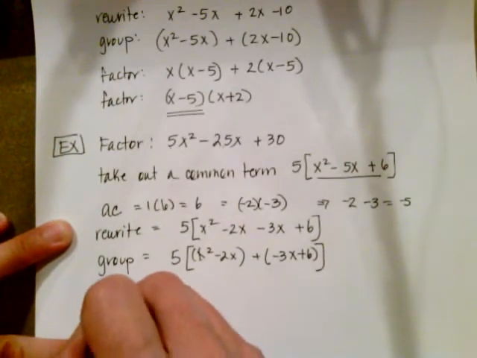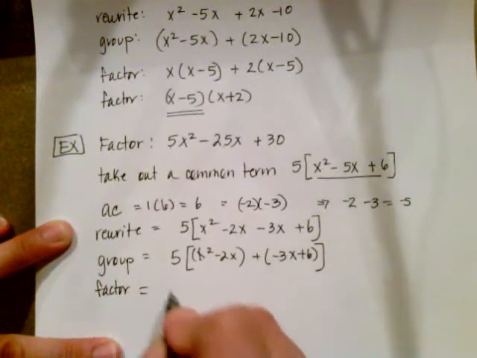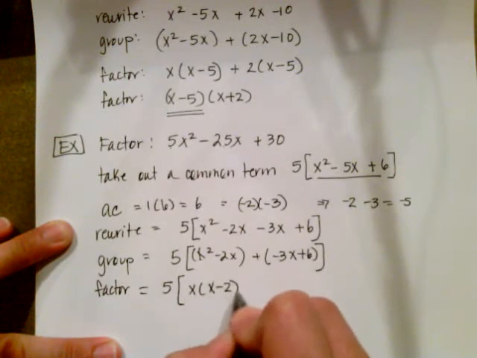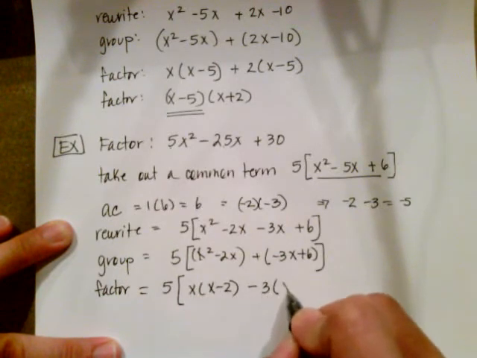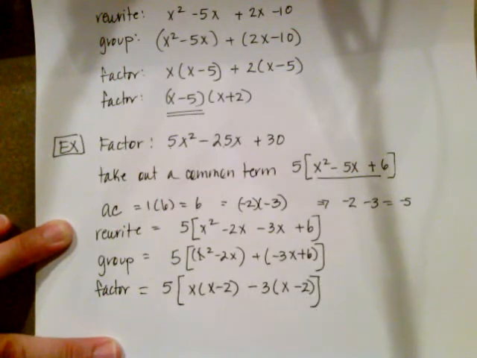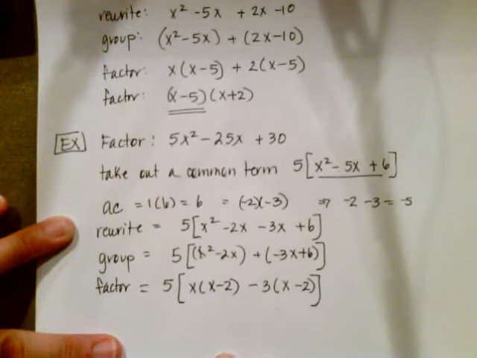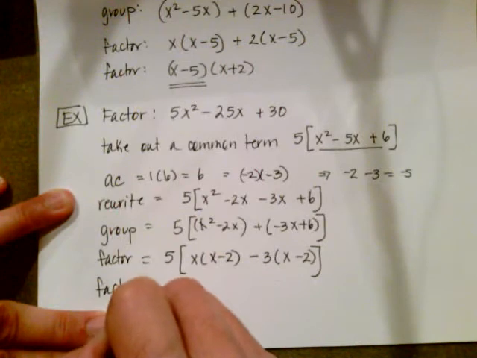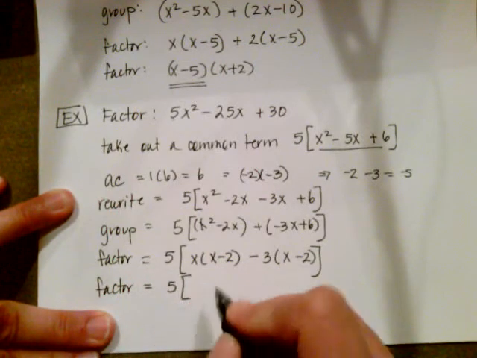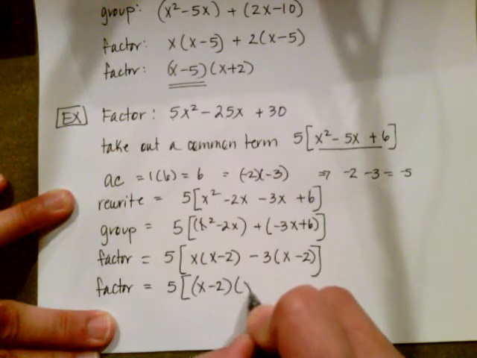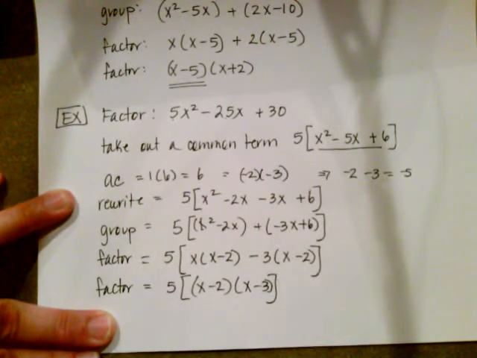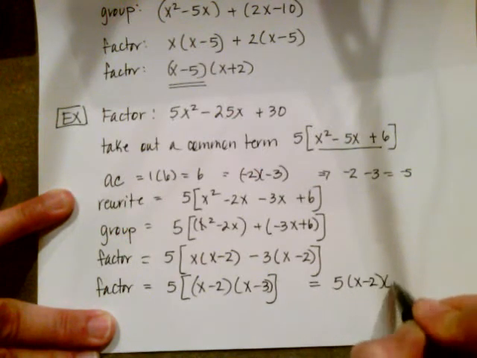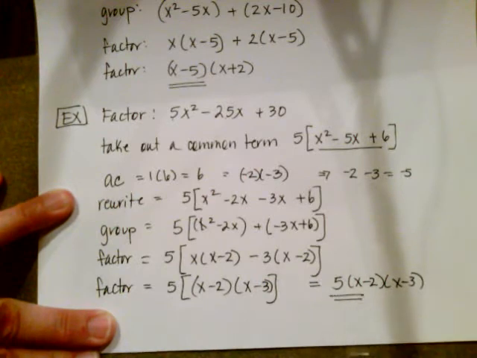Now I'm going to factor. On the inside, I'm just going to manage the inside. I'm going to do x times x minus 2, and I'm going to take out a negative 3 to get x minus 2. Okay? Notice we're still carrying forward our 5. So now I'm going to factor again. Here's the 5, and I'm going to have x minus 2. I'm left with an x minus 3, and then I'm just going to rewrite that a little bit to be x minus 2 and x minus 3, and there's my answer.